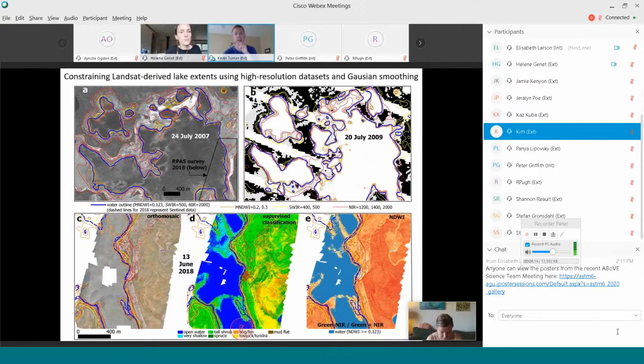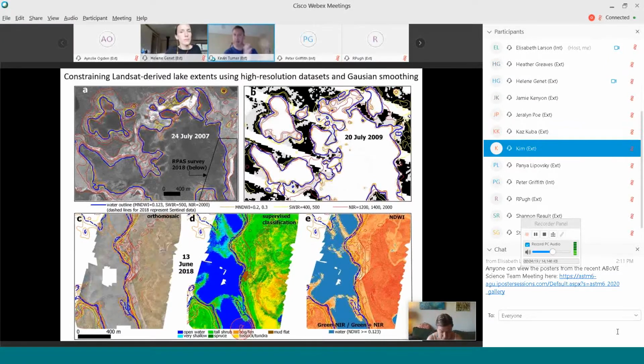And I also used it to constrain the extent of the water body so that we could see how the water level fluctuated over that time, and coupled that with some smoothing to try to get the most out of the Landsat to track the surface water area changes. And then we use that in conjunction with the water chemistry and water isotopes to understand how the change in hydrology is affecting the hydroecology of the lake.